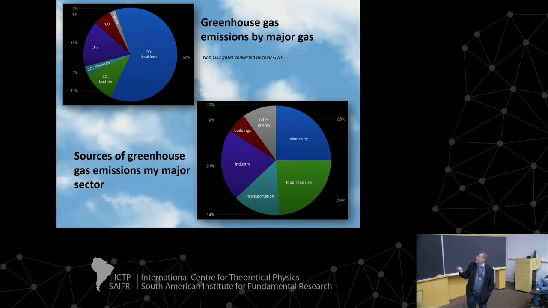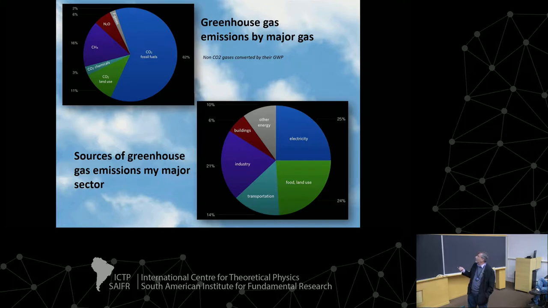This means that even if you reduce CO2 emissions to zero, we still have a significant component associated with food production that we probably cannot avoid in a world of 10 billion people in 2050 needing food for everybody. In terms of greenhouse gas emissions by major source, the latest compilations show that food and land use is responsible for 24% of the emissions, one quarter. Electricity, industry, and transportation is about 70%.